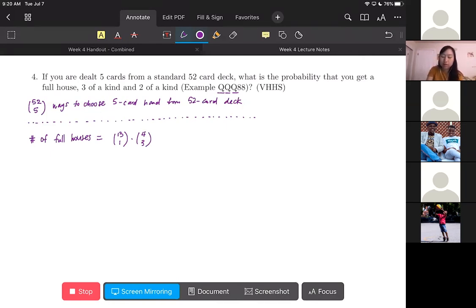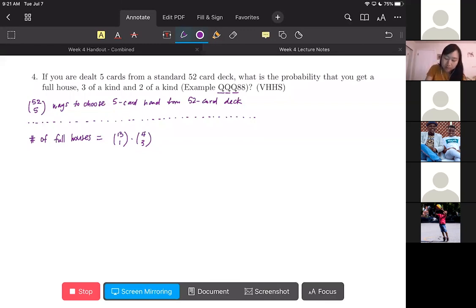So for example, for QQQ88, we have 13 choices for whether it's an ace, 2, 3, 4, 5, whatever, all the way to queen and king. And then out of the 4 suits, we can choose 3 of them to be the 3 that we pick out. So there's 4 ways we could do that. It could be heart, spade, diamond, or heart, club, diamond, or heart, club, spade, or it could be spade, diamond, club.